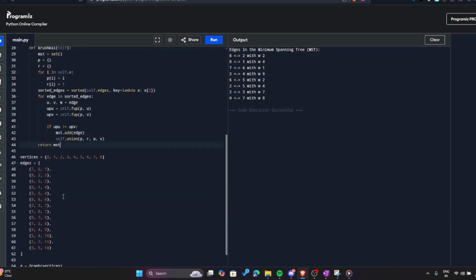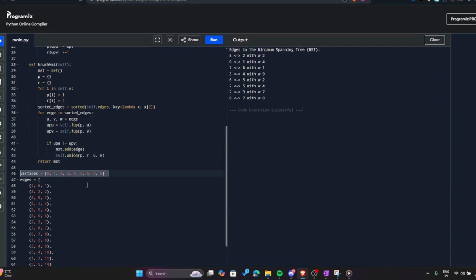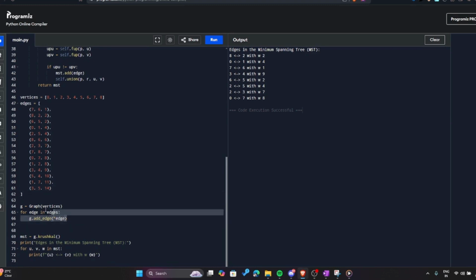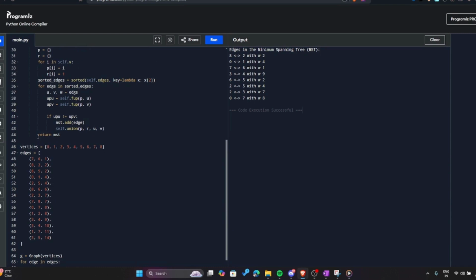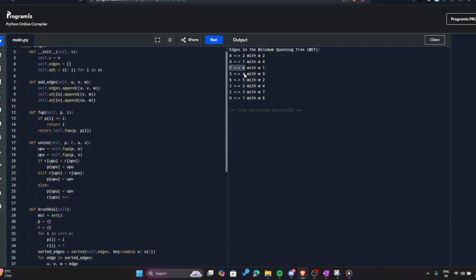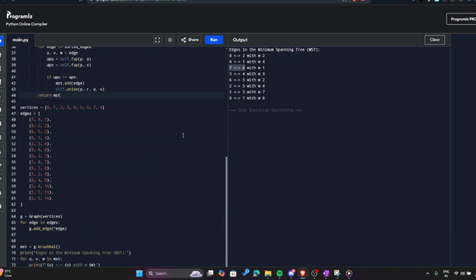You add the vertices here and have all these edges listed, add all these edges, and call g.Kruskal. You return the MST. So I'm going to print the MST. As I said, it's the same: 8 to 2, 0 1, 7 6, 3 to 4, and things like that. So this is an MST.